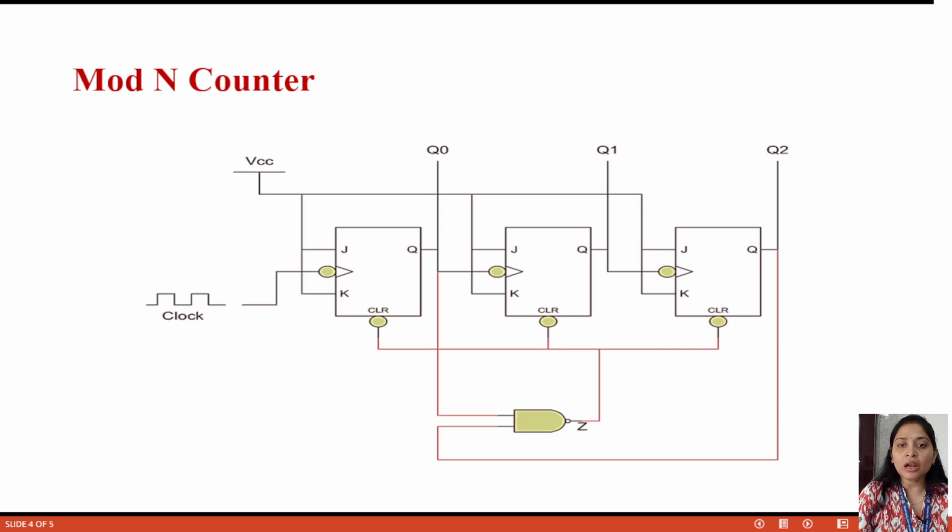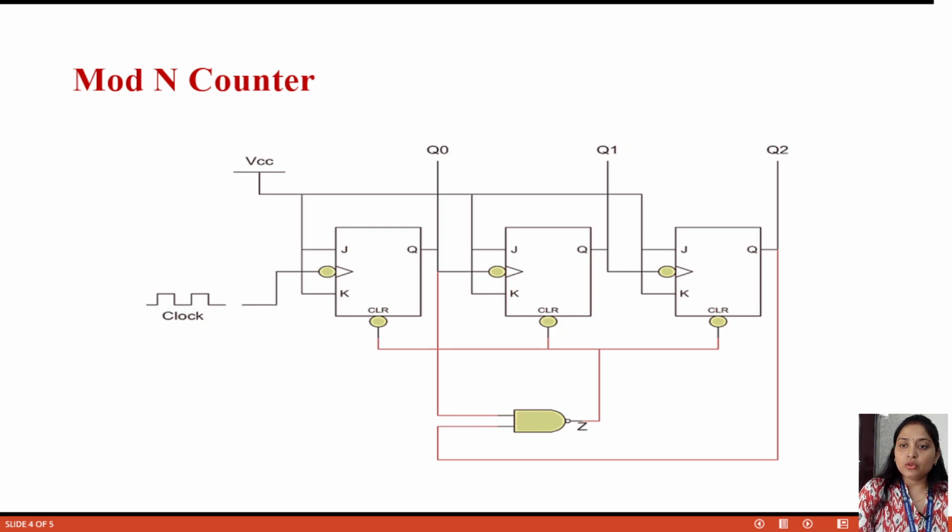Okay, now coming to the mod n counter. Okay, so this is very important. Mod n counter is, that means, how you design any type of counter. N means how many steps you can count. Mod n means we can say mod 4 counter, mod 5 counter, mod 6 counter. Here this is the diagram of the mod 5 counter.